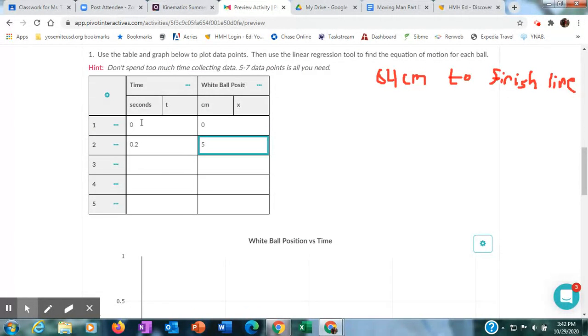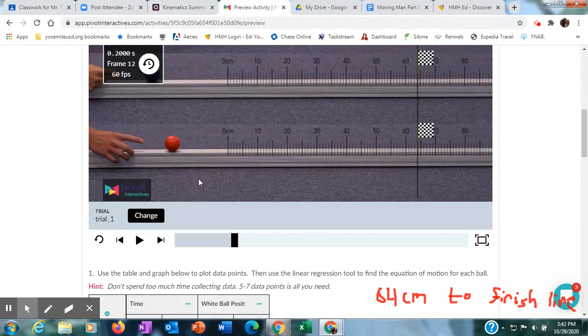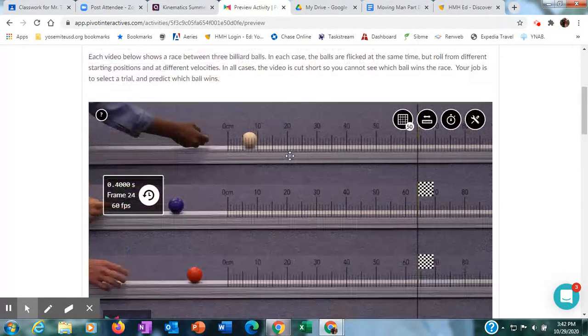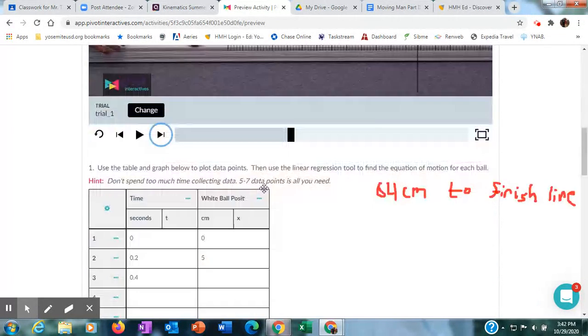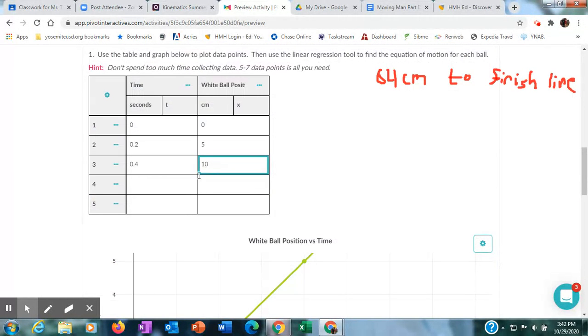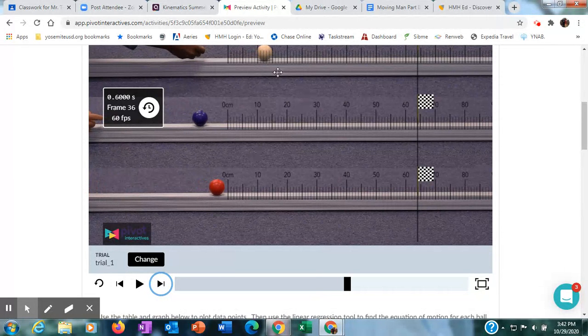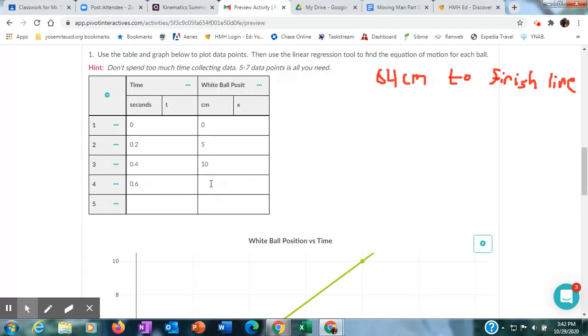Okay, next up, I'm going to do a similar thing. Instead of 0.2, I'm going to do 0.4 seconds. That goes by, and then I'm going to determine where my ball's position is at 0.4. It moves and looks like it's at 10 centimeters. Are you guys starting to see a little bit of a trend? All right, let's do 0.6. Let's see where my white ball is going to be at 0.6. Okay, looks like it's at 15 centimeters.